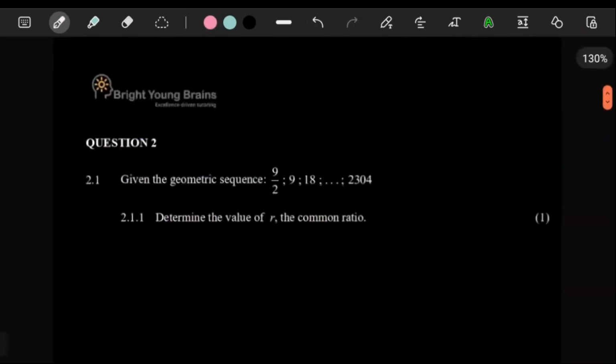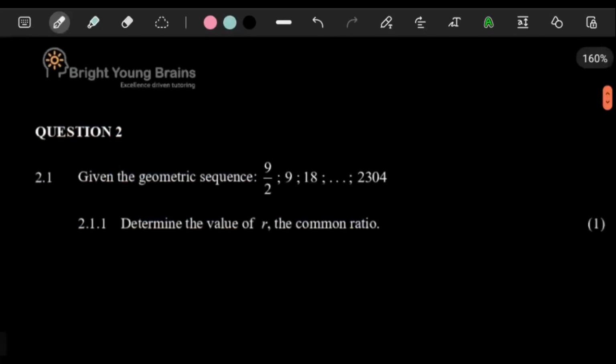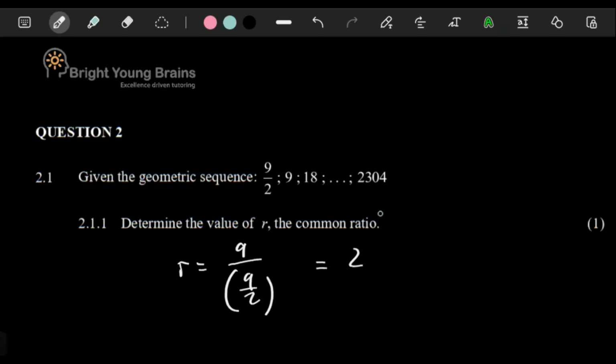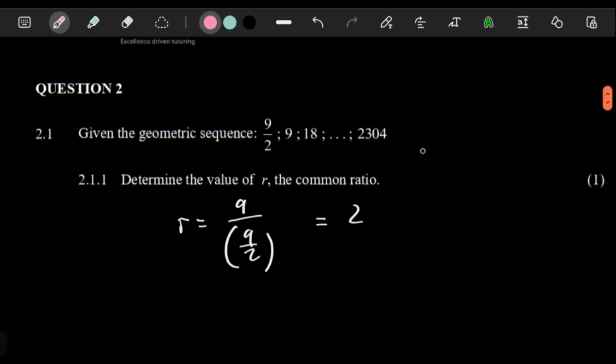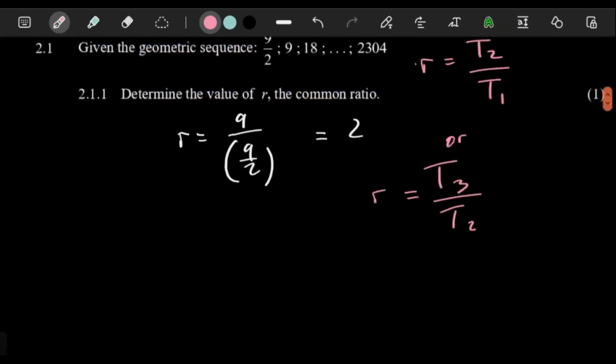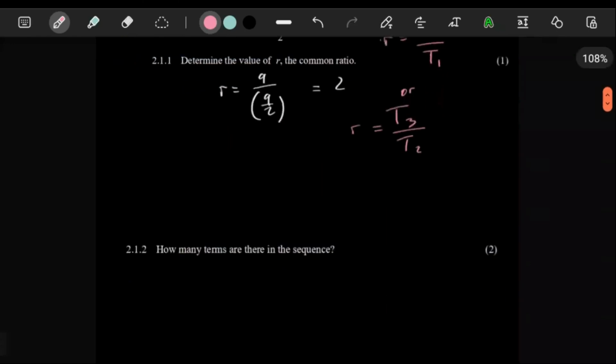Question 2 says, you have a geometric sequence as simply put here. This sequence starts with 9/2, then 9, and then 18. So clearly everything is being doubled. So our common ratio here, we can clearly just have the 9 divided by 9/2. In your calculator, that's just going to give you a 2. Because remember, your value of r is always T2 over T1, or you can say T3 over T2. That's 100% up to you. You'll still get 2. So that's one easy mark there.